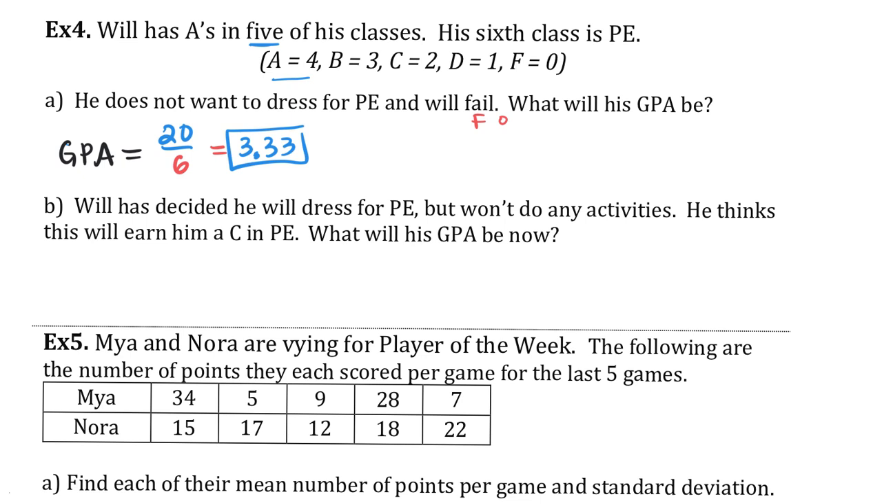Okay, well, if he gets a C in PE, a C is worth 2 points. So now he's got 5 classes where he got 4 points, so 20 plus the 2 in PE. Now his GPA is going to be 22 points divided by his 6 classes. Let's see if we can get his GPA. Oh, that helped a lot. Now he's up to 3.66666, or maybe like 3.67 GPA.